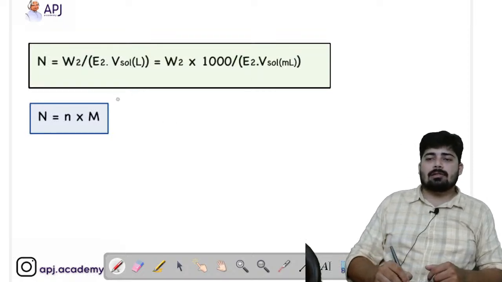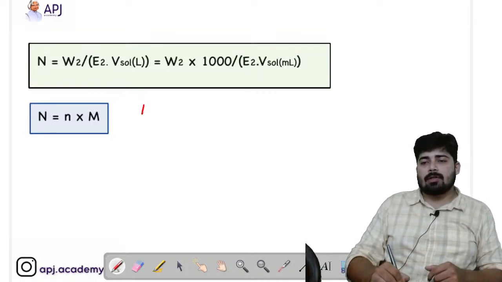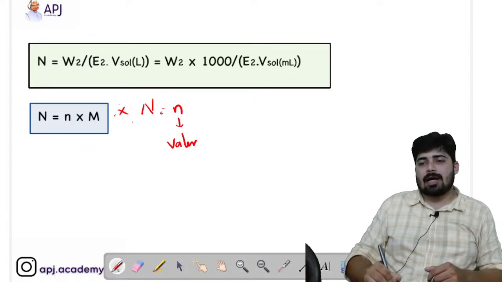Now, this is the equation. The equation is so simple, and it is a very important equation, that normality can be simply represented as normality equal to n, where n is the valency factor, into molarity.